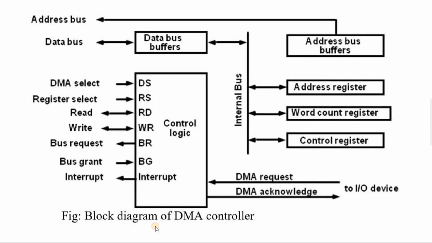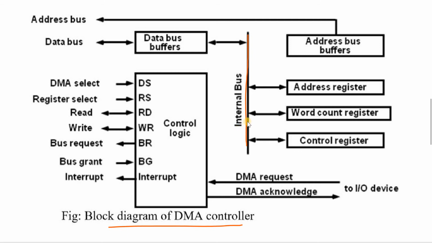So next, here is the block diagram of the DMA controller. This is very, very important. In this DMA controller, we are going to identify the registers and control logics. First of all, the internal bus is connected internally with all the registers and all the control logics. We call this the internal bus or system bus.